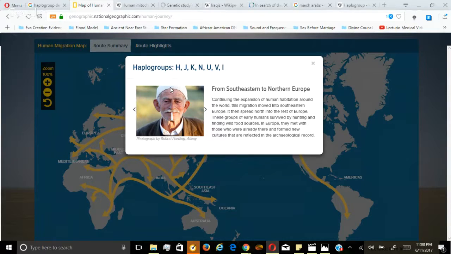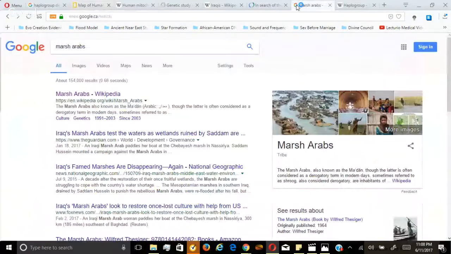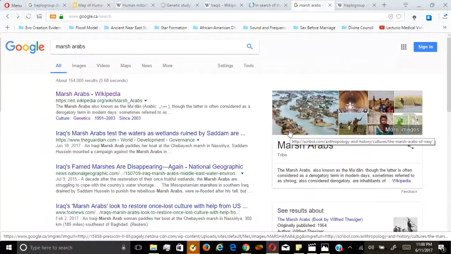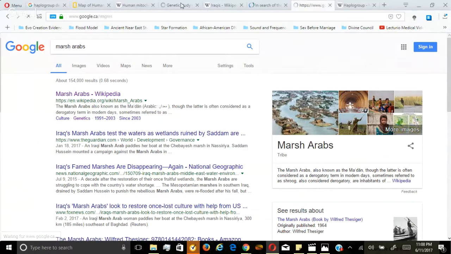Just like if you were to take my DNA and test it, my haplogroup would come out as one of the L's. And so you could say that I am from Africa because I have a very high L haplotype. Therefore, my ancestry, my origins is in Africa. And so the people who live in the Marsh Arabs, these people, the Marsh Arabs are close descendants of the Sumerians.